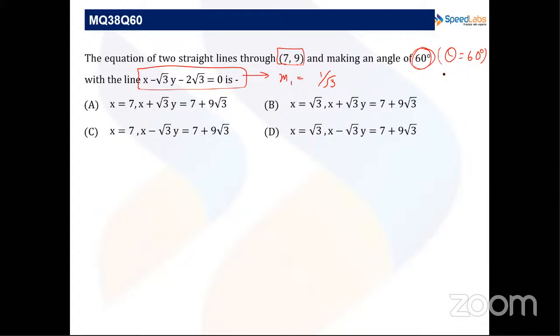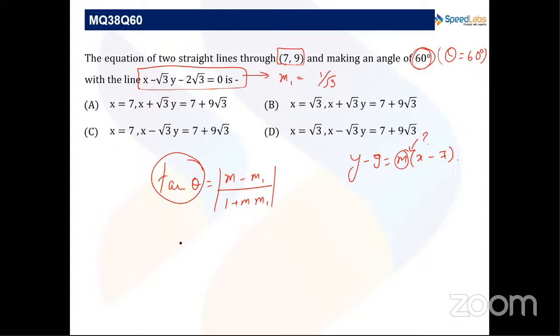So let's say that the straight line equation is y minus 9 equals m into x minus 7. We need to find the value of m. So tan theta is mod of m minus m1 upon 1 plus m into m1. Theta is 60 degrees, so root 3 equals mod of m minus 1 by root 3 whole upon 1 plus m by root 3.